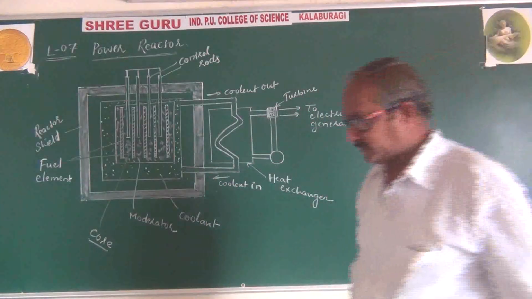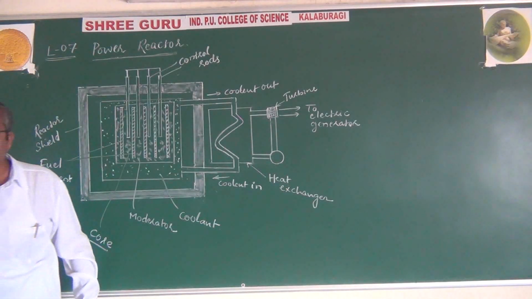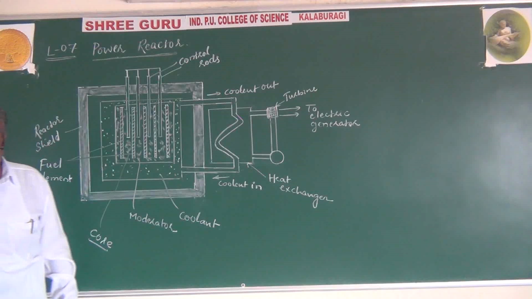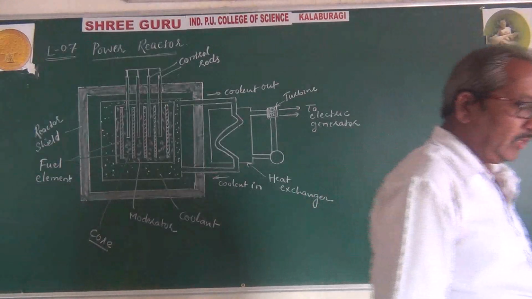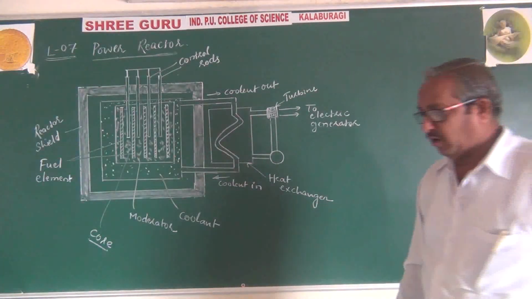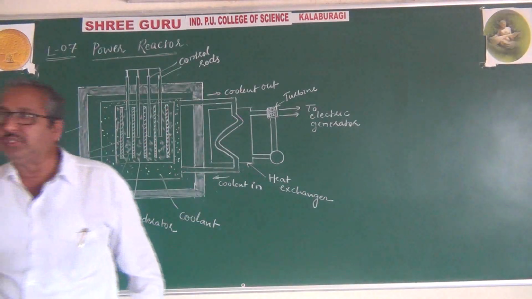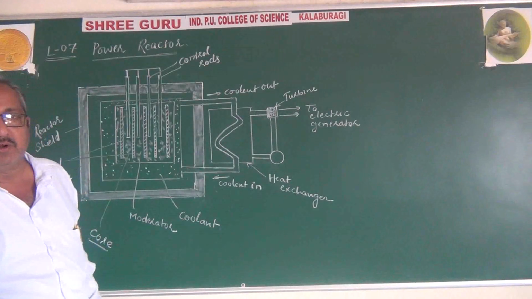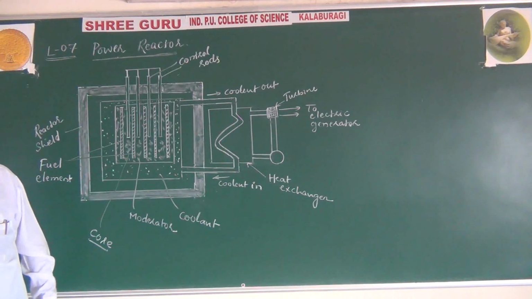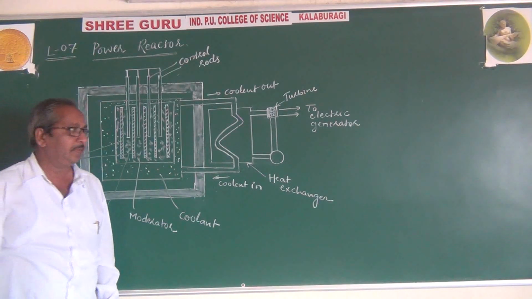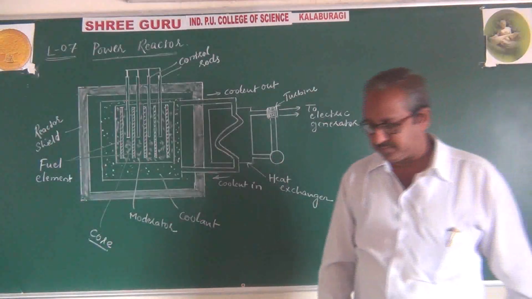In the last class, we discussed nuclear fission, in which a heavy nucleus splits up into two light nuclei of comparable masses, with the emission of 2 or 3 neutrons, along with which an enormous amount of energy is released. In a nuclear fission reaction, there are two types of reactions: one is the controlled chain reaction and the other is the uncontrolled chain reaction.